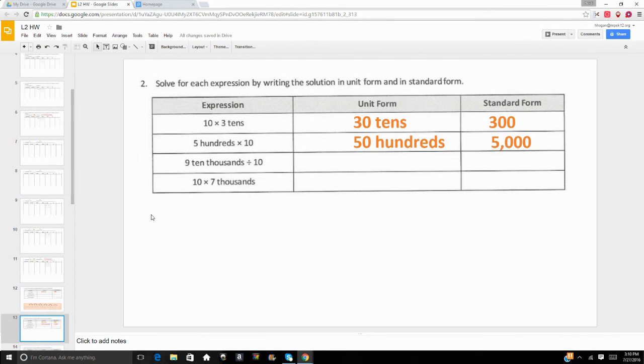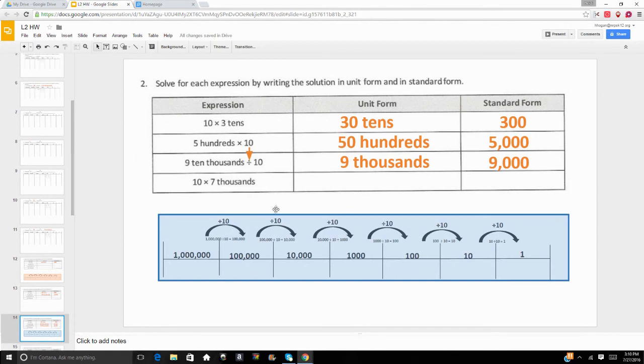Now we have to be careful with the next one because it's division. And this is our division chart where you're going backwards. So 9 10,000s divided by 10, which means we're starting at the 10,000s and we're going backwards. So we're going to divide by 10 and we're going to then move into the thousands place. So 10,000s divided by 10 would be thousands. So that would be 9,000s or 9,000.